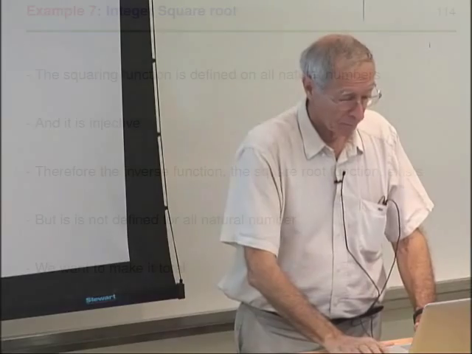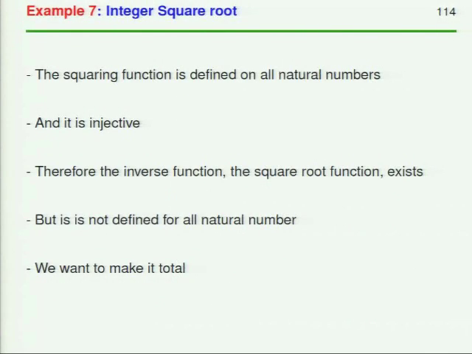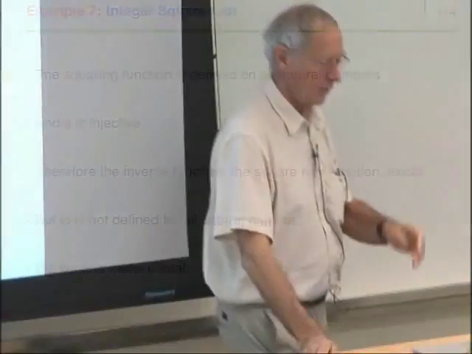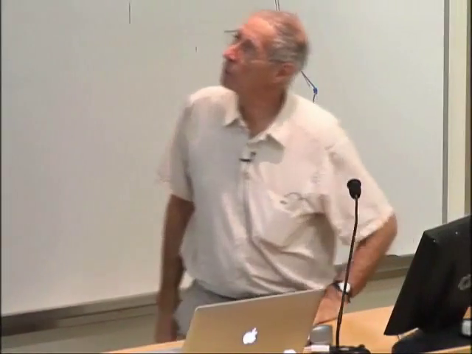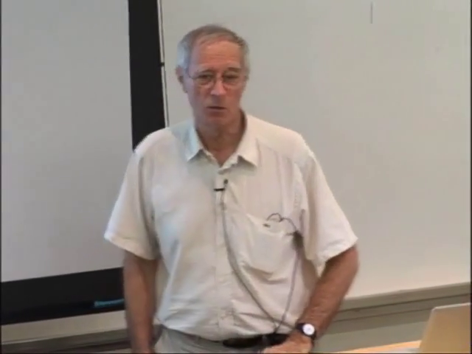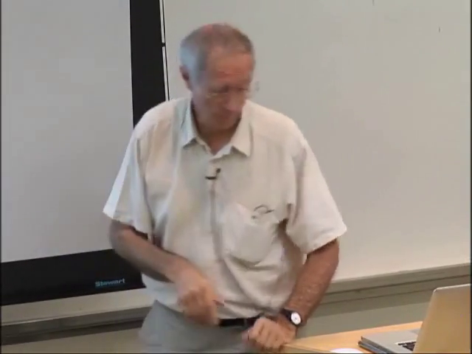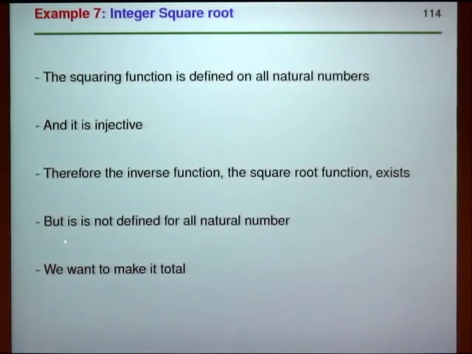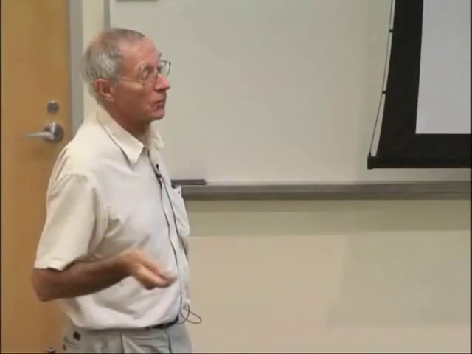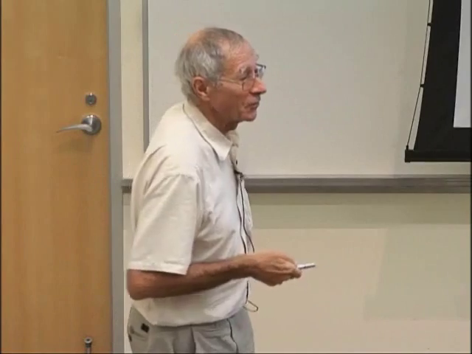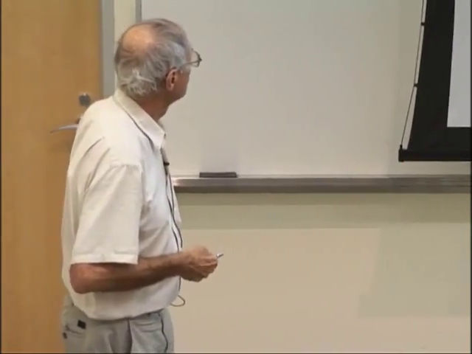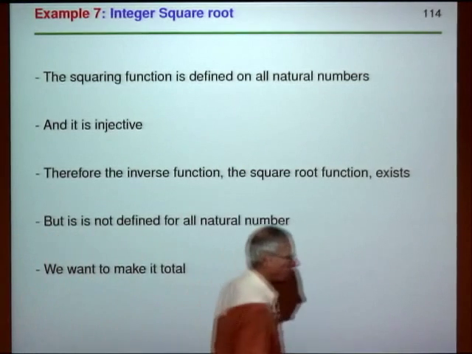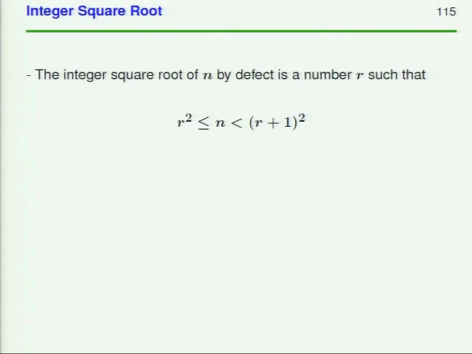Okay? So let's change now completely to the final presentation of this algorithm. So we go into a little numerical algorithm. The squared function is defined on natural numbers. It is an injective function, and so the inverse function does exist, but it's not defined for all numbers. The inverse of 16 is 4, but the inverse of 15 is not a natural number. So we want to make this total. Therefore, we define the inverse by defect.